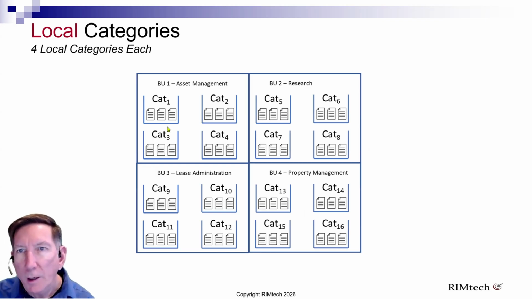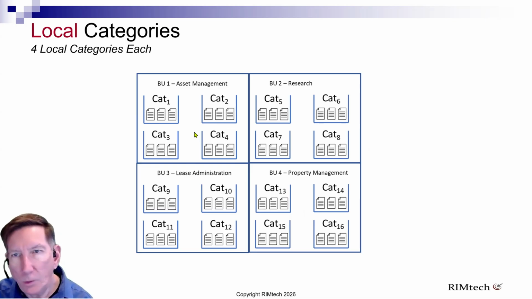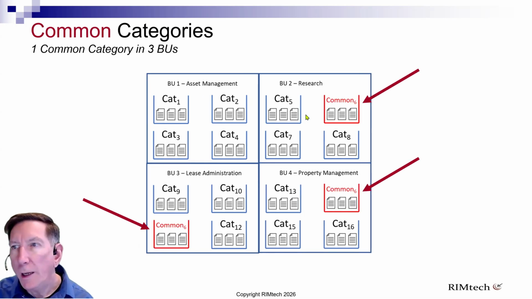Here's how it looks. Here we have 4 business units, 1, 2, 3, and 4. Each have 4 activities or categories. They're all locals. Here, BU2, the research group, has an activity called Common 6. And that activity is also done by BUs 3 and 4.